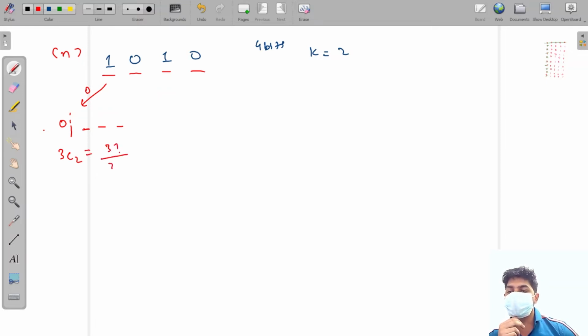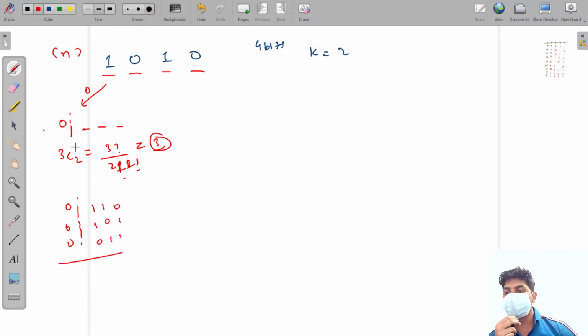3 factorial upon 2 factorial into 1 factorial, that is 3 only. So there are 3 ways, and let's see what those 3 ways are. They could be either 110 or 101 or 011. These are the 3 ways from here.